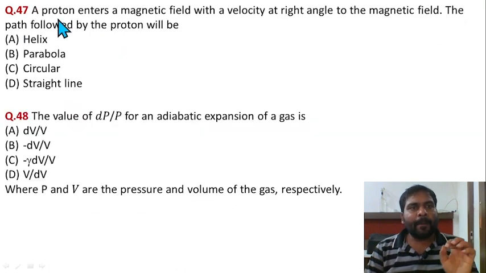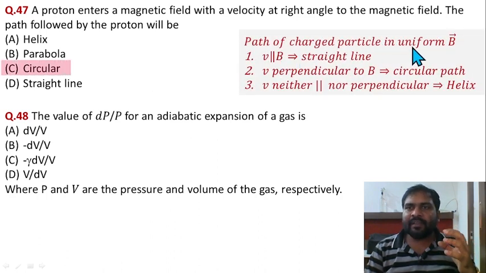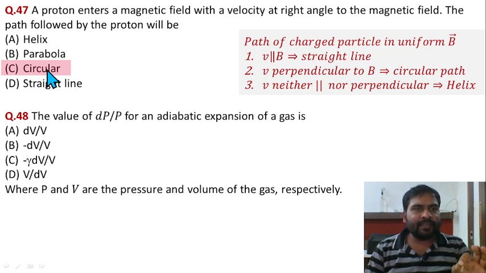Question 47. A proton enters a magnetic field with a velocity at right angle to the magnetic field. The path followed by the proton will be? For the path of a charged particle in a uniform magnetic field B, when velocity is parallel to the magnetic field, it can be parallel or anti-parallel. In that condition, it is a straight line. When V is perpendicular to B, it will make a circular path, and when V is neither parallel nor perpendicular, it makes a helical path. So option C is correct here.